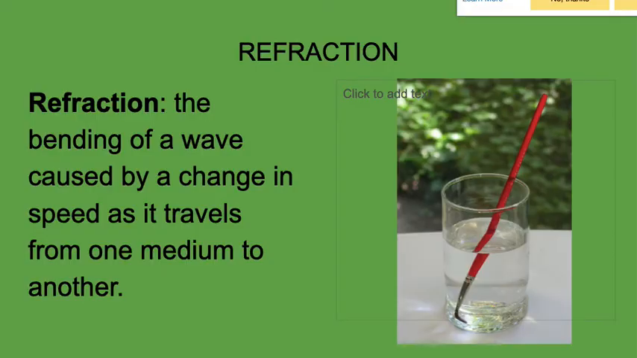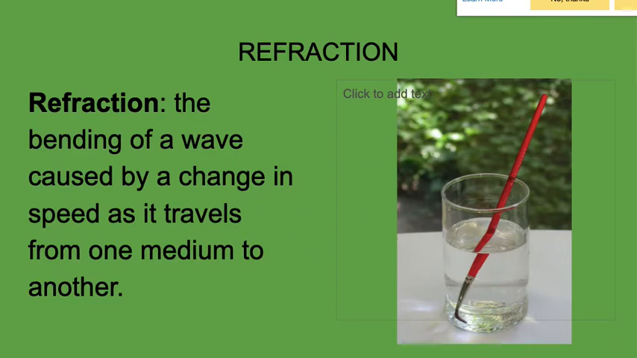Refraction is simply the bending of the wave caused by a change in speed as it travels from one medium to another. Here we have an example of a paintbrush in a glass of water. As you can see, when we look at where the paintbrush is in the air versus the water, it looks like the paintbrush actually breaks or bends here, which is, of course, not actually the case. And that's because of the bending of light.